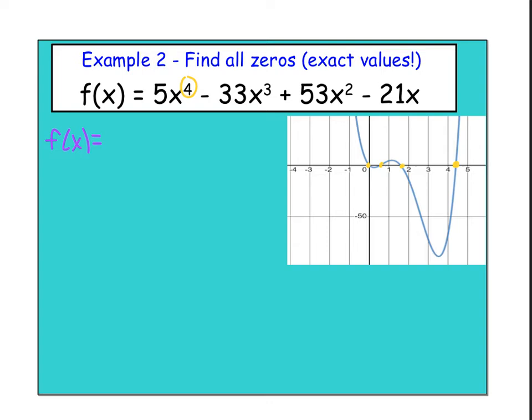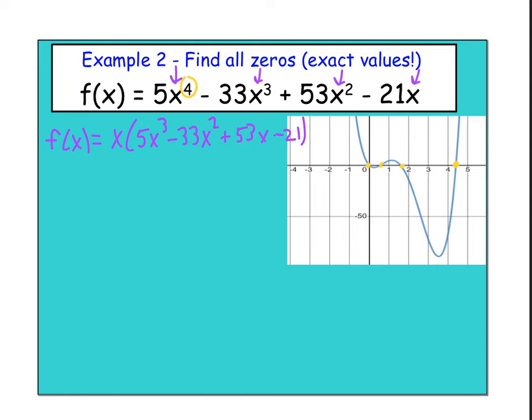So one thing I noticed specifically on this problem, each term in the original f of x has a common factor of x. So let's bring that out. Anytime you have a common factor, it's going to help to factor that out first and just make the problem a little bit smaller. So each of these are going to basically lose one of their factors of x. So we're going to have x times 5x cubed minus 33x squared plus 53x minus 21.